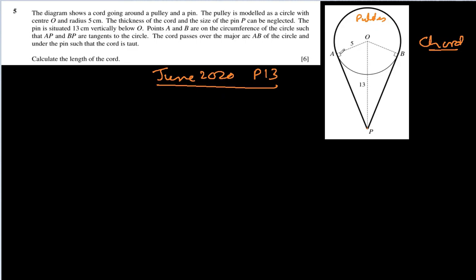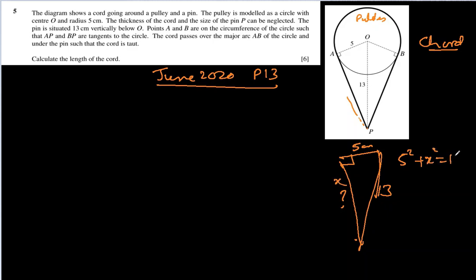So we know that this is part of this right angle triangle. Can you see? So we can find AP, and the same will be BP. Why? Because the tangents to a circle from the same point are always of equal length. So let me redraw this triangle again. This is 90 degrees, this is 5 centimeters, this is 13 centimeters. What will be the length of this? We can use the Pythagorean theorem. So 5 squared plus, let's call it x squared, equal to 13 squared. So x squared equals 13 squared minus 5 squared. Square root both sides, x will be 12. So the length of AP is 12. Length of BP is also 12.